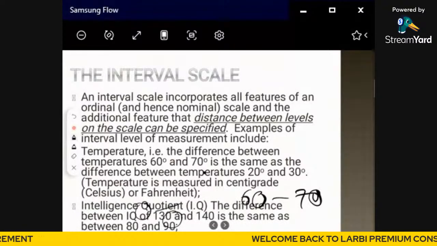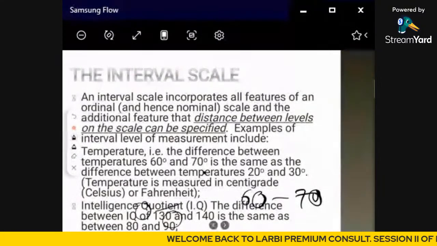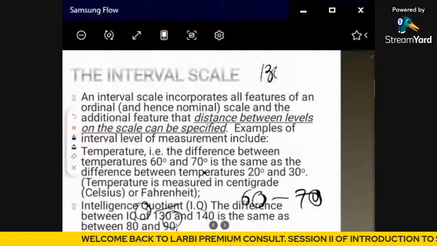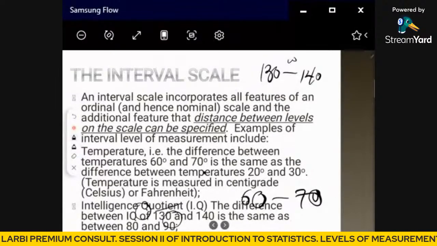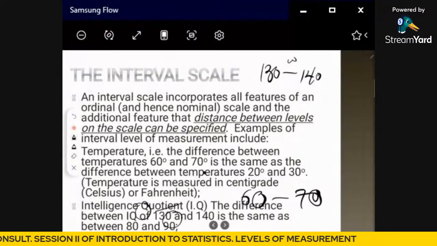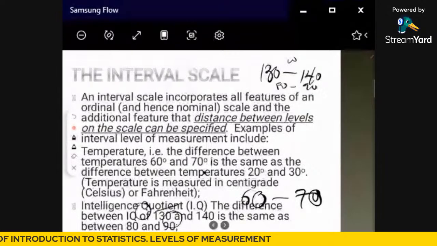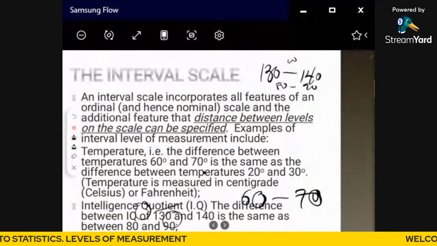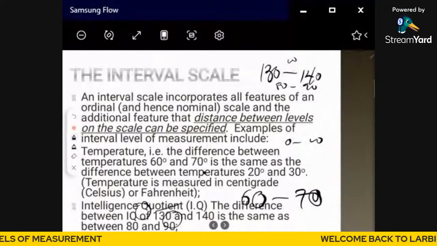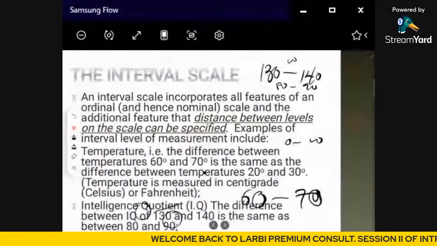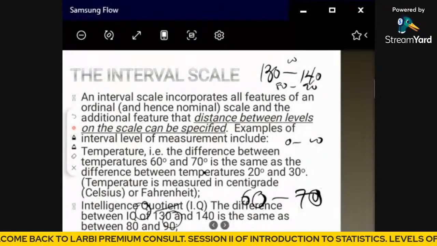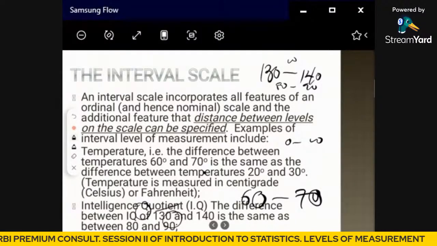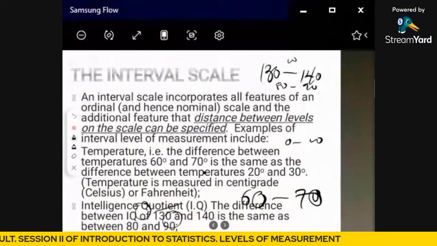For example, intelligent quotient. Let's say we have 130 and then 140. It just starts from any value. The difference is 10, right? Then you're also saying that it's the same thing as 80 to 90, and so the difference is 10. At least you'd have said that if you want to find the difference of 10, it should have been 0 to, let's say, 10. But that's not what it's saying. That becomes a limitation of the interval scale of measuring data. So that is what we also need to take into account when it comes to the interval scale. So let's take note of that.